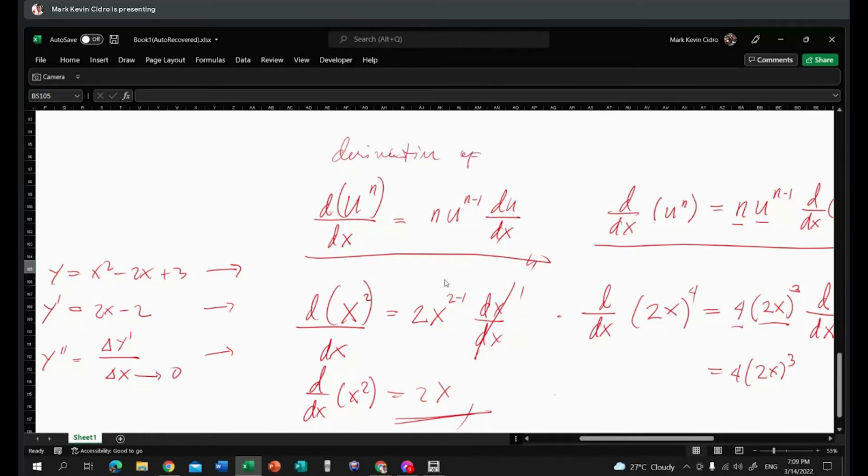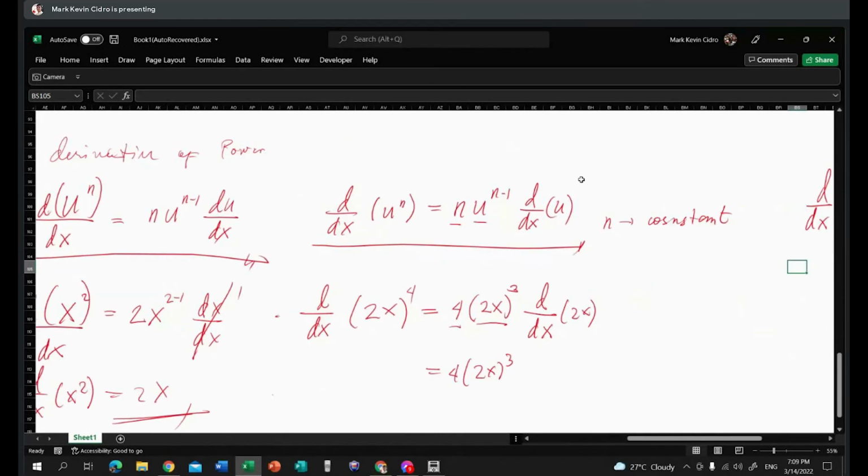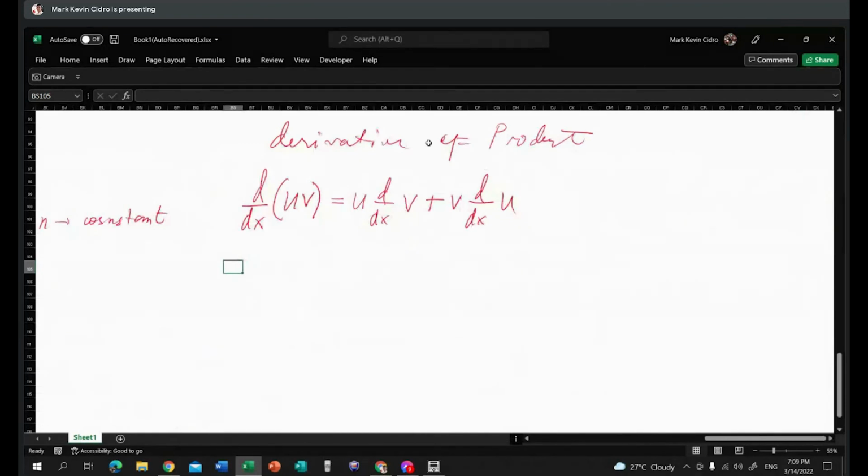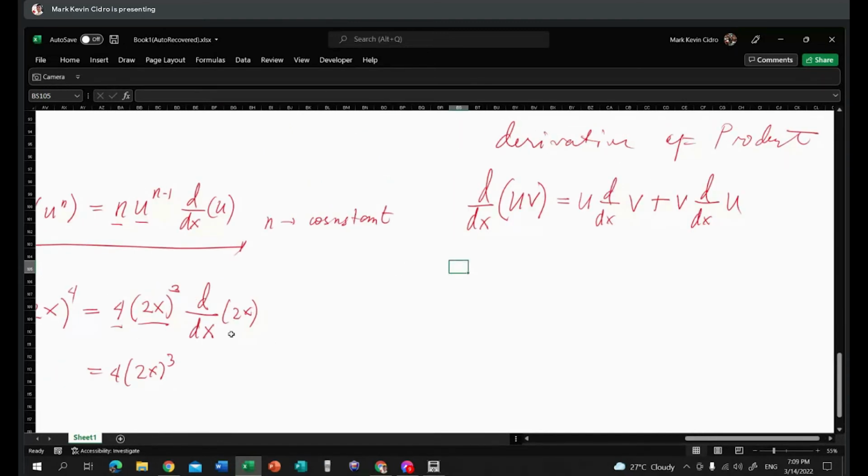Derivative of power. I think power. I could be wrong. Derivative of power. I think that's it. Okay, derivative of product. This is your formula. Okay, so let's go back. You have this one.